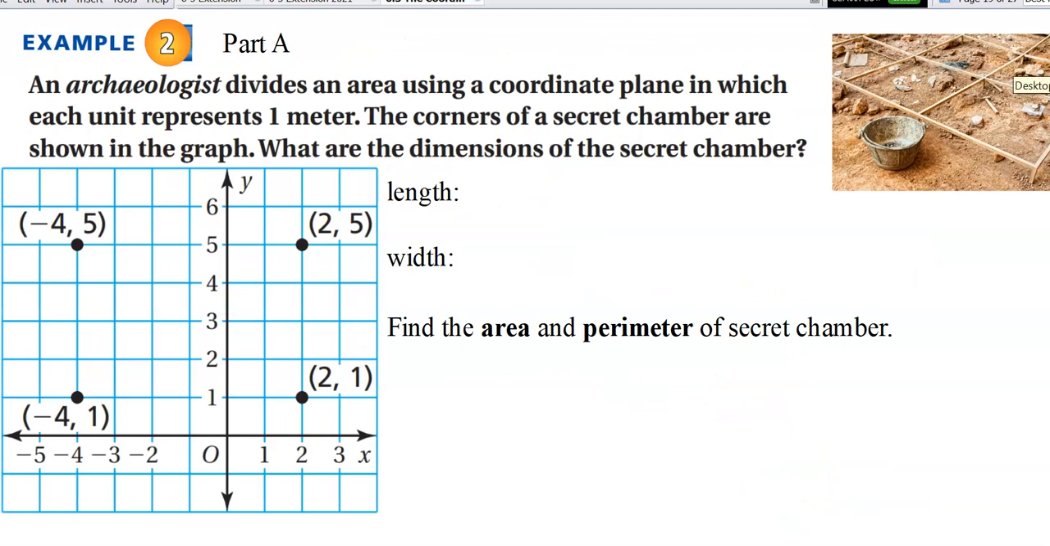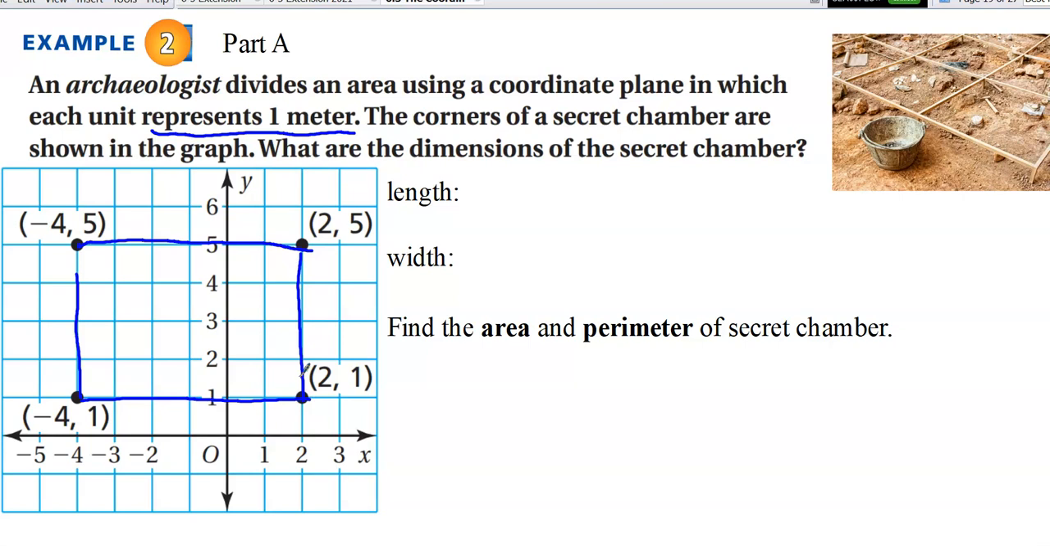Okay, so this is really cool because when they do archaeology sites, they actually have a grid system that they put on the ground so that they can catalog things that they find. And notice in this one, it says that each unit represents 1 meter. And you guys know what a square meter looks like. Picture a meter stick. That's how long it is, and that's how wide it is. Okay, so this one's already drawn for me. I do need to connect the points because it just makes sense to go around the outside. So I'm trying to find the dimensions of this secret chamber here.